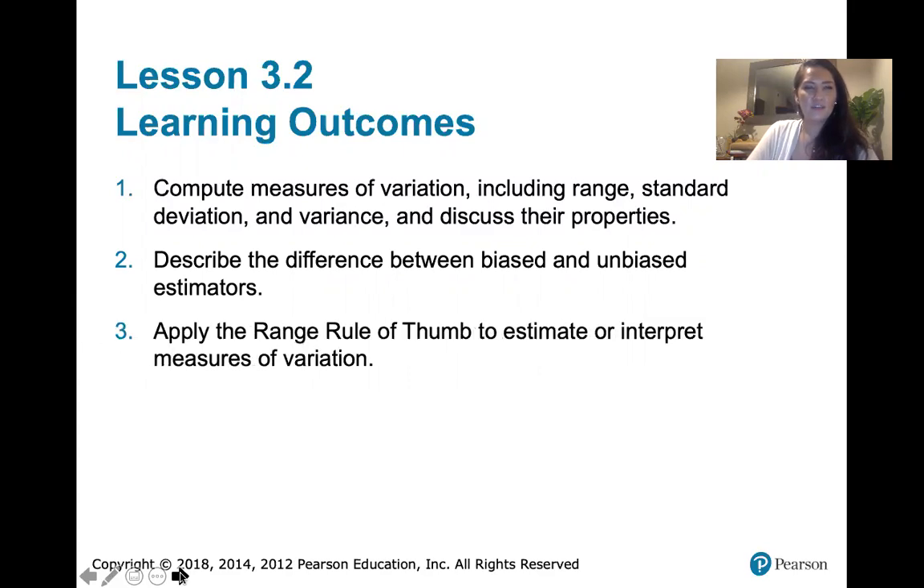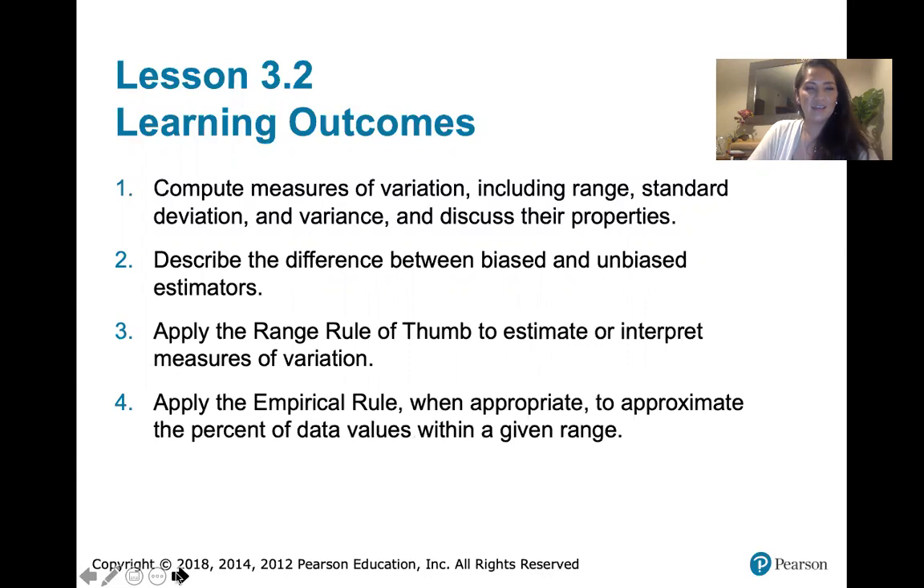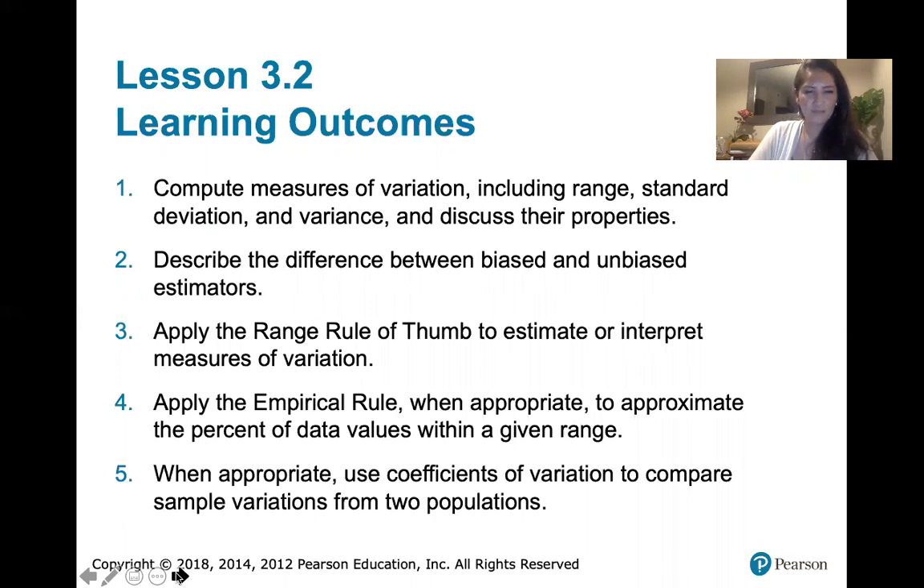Then in our third video, we will apply the range rule of thumb to estimate measures of variation or interpret measures of variation. In our fourth video, we'll talk about the empirical rule and its application when appropriate to approximate the percent of data values within a given range. And then finally, when appropriate, we will use coefficients of variation to compare sample variations from 2 different populations.